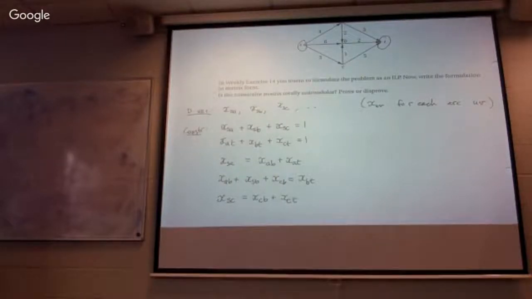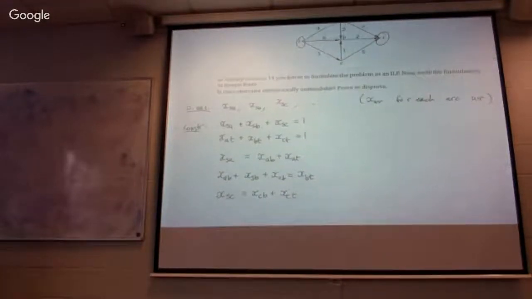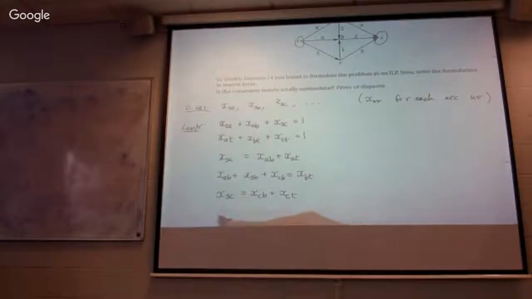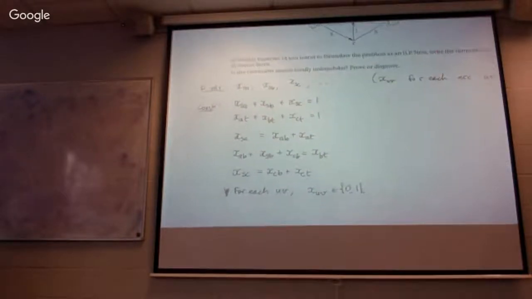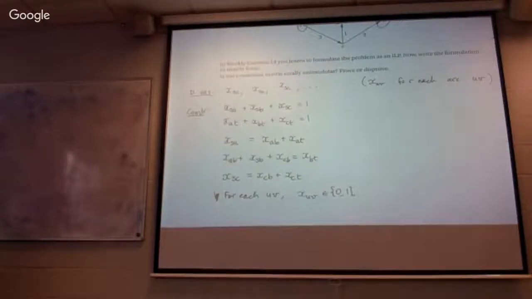Is it all right? Well, yeah. If you find something that I've missed. Oh, and then for each UV, you want that variable to be a 0, 1 variable. Okay. And the objective for the purposes of this exercise doesn't really matter too much, because the question is whether the constraint matrix is totally unimodular, and that doesn't depend on the objective at all.